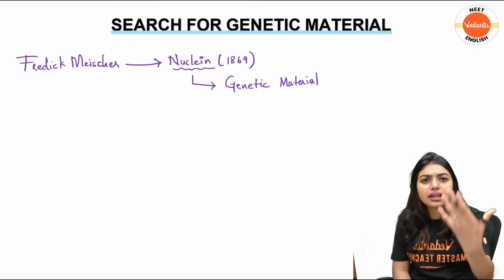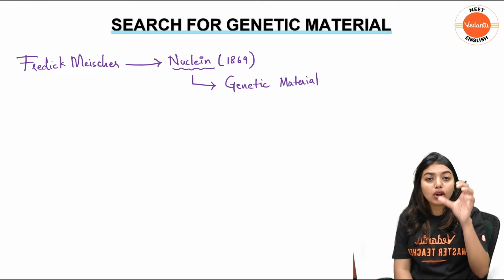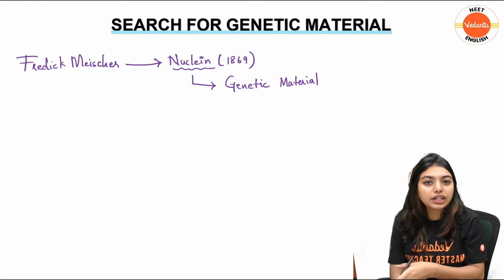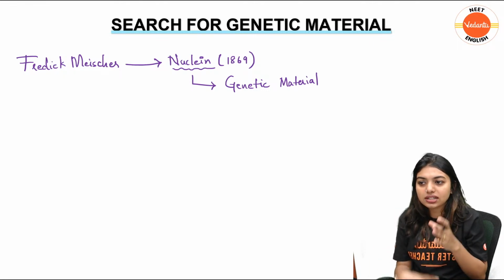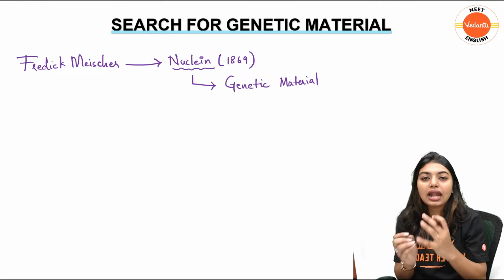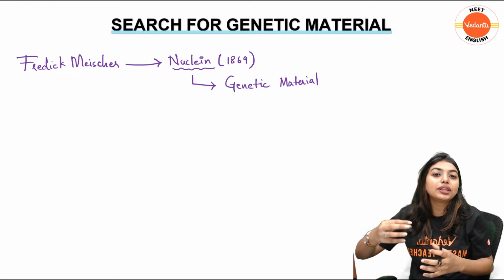Then definitely many other scientists also came behind them. You do not have a lot in depth about how he found nuclein, all that is not there. Just understand Friedrich Mischer found nuclein, and they understood that this had something to do with the genetic material.